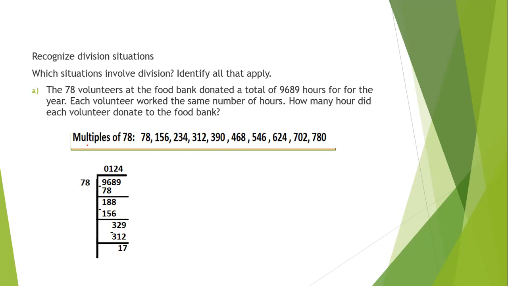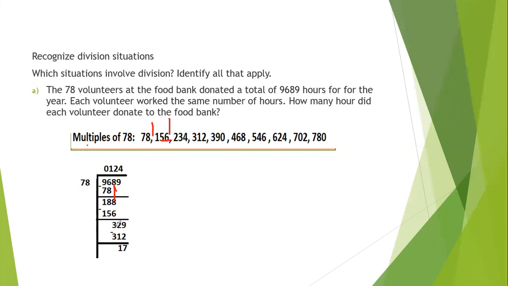So you have to divide the total number of hours of all the volunteers by the number of volunteers, which is 78. Then divide. 9 is not divisible by 78, so regroup. 96 divided by 78, you can find it here, equals 1. 1 times 78 equals 78, subtract, 18. Get down 8. It will be 188. When you divide 188, you will find only 2 multiples before 188, so 2. 2 times 78 equals 156.